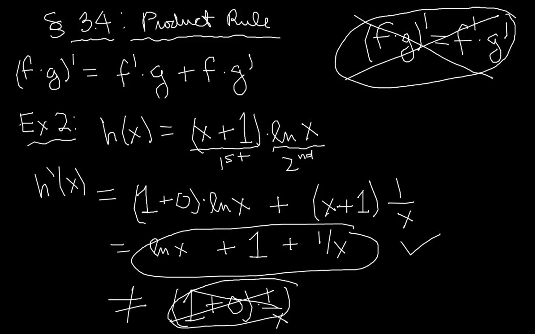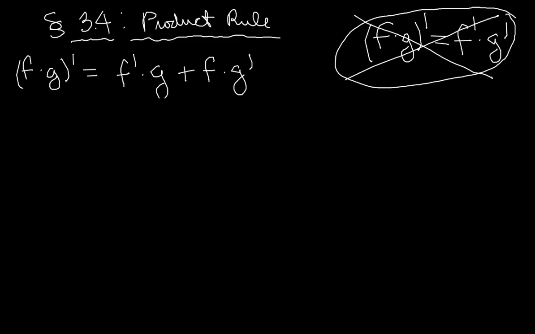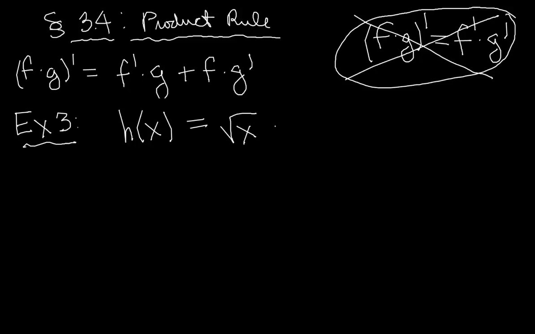Alright, let's do one more example, one just a little bit more complicated. Here we go. Example 3. Let's do f of x, or sorry, rather h of x. I mean, it doesn't matter what the name is, but just to keep things consistent with how we've been doing them. Square root of x, e to the minus 2x, and that'll be our function.